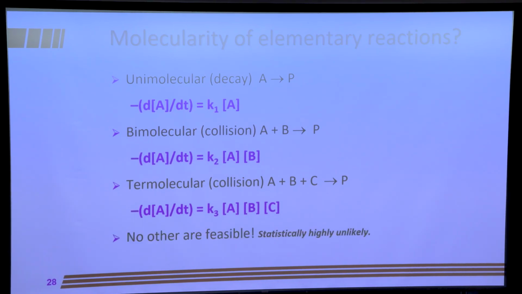Okay, so no other reactions are feasible. No other elementary reactions are feasible, right? It's statistically highly unlikely or zero that you'll have more than 3 species arriving at the same place at the same time. And typically, even termolecular reactions largely have the rate constant for those as being 0, in general. Not always, but most of the time, okay?